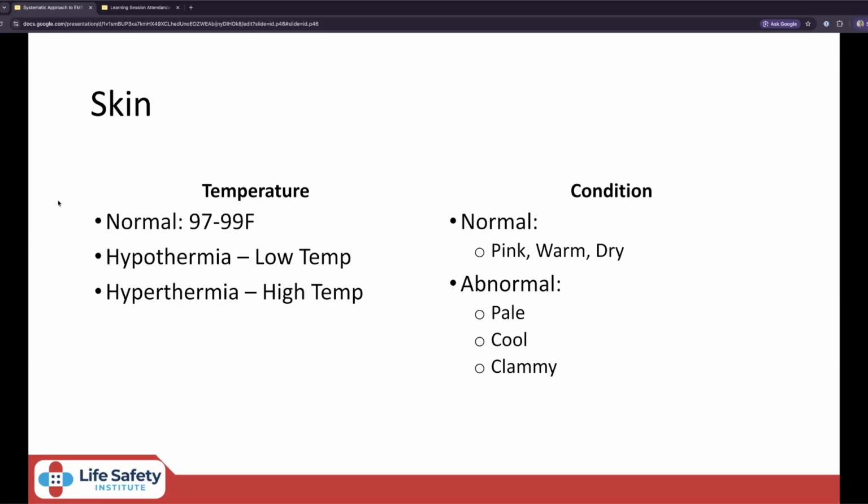Condition, normal, abnormal, right? Pink, warm, dry is the normal skin condition. Is it appropriately colored? Is it warm appropriately? And is the skin dry? Abnormal would be pale skin, cool to touch, clammy skin. Diaphoretic would be sweating, right? So these skin signs, we want to assess for these. We want to document for these because they can mean various things as we learn more.